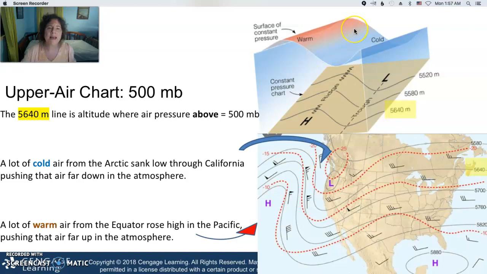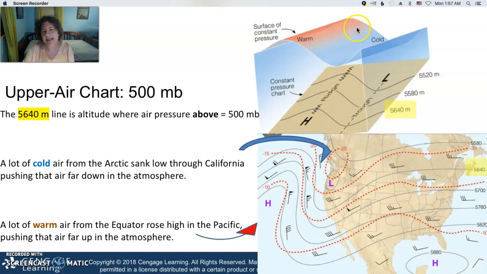So we were talking about 500 millibar maps and ridges and troughs, and I wanted to put the 3D map right next to the 1D map so you can get a better feel for those ridges and troughs. And what we have here is a trough in the 3D map, and I am putting this together with some cold air coming down from Canada.